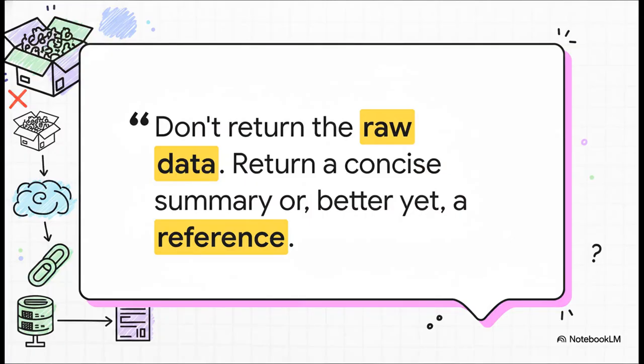Now, this is a big one. You've got to avoid something called context window bloat. If your tool dumps a giant wall of text back to the model, it just clogs up its short-term memory. It's expensive, it's slow, and it actually makes the model dumber. So instead, just give it a quick summary, or even better, just a link to the full data.